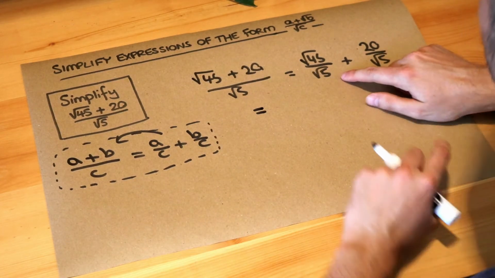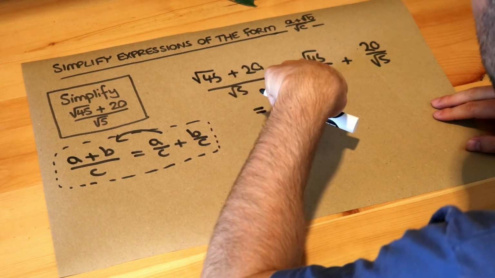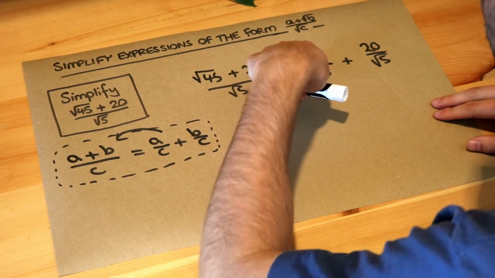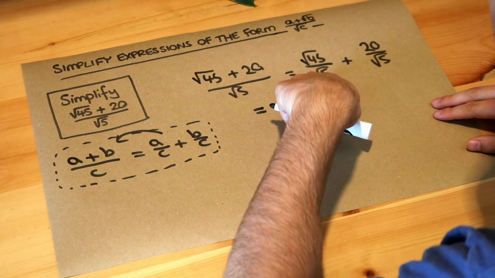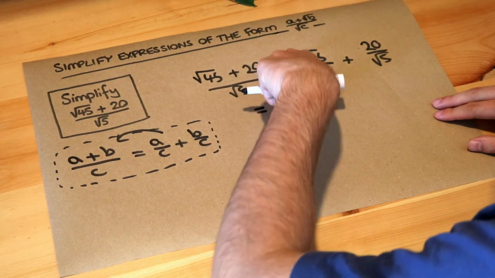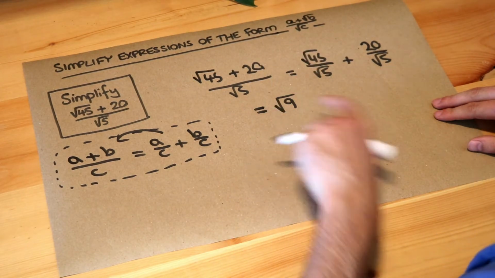Now, the first one is easier because we've got a surd divided by a surd. If you have a surd divided by a surd, they both have square roots, you can just divide the two numbers. So 45 divided by 5 is 9, so you get root 9. Don't drop the square root. The square root's top and bottom, you still have the square root here.